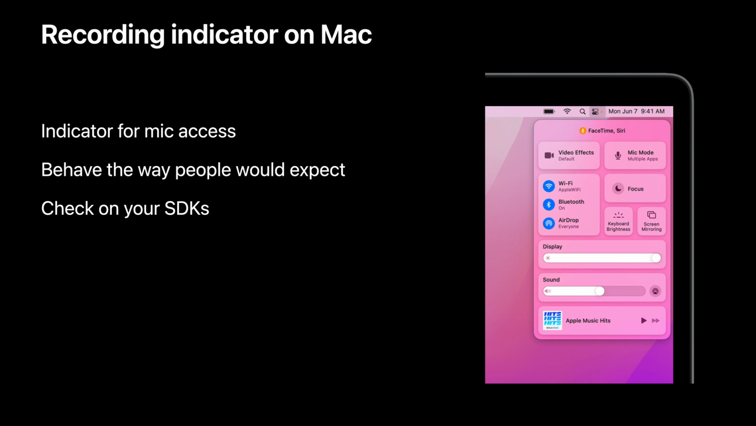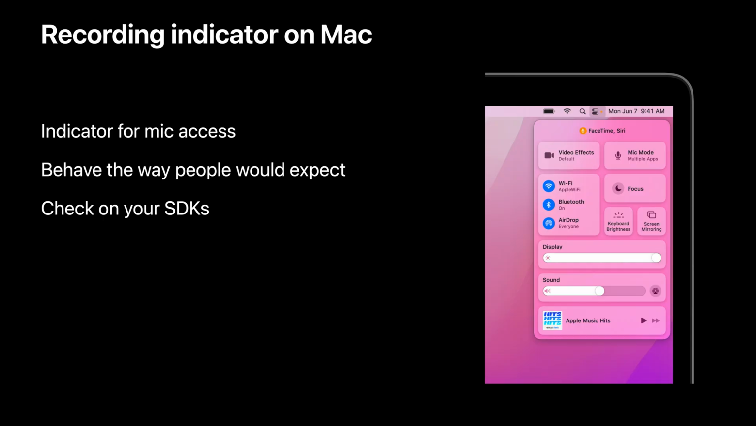Make sure your app runs the microphone only when it makes sense to people. As an example, if your app has a mute button, stop receiving audio from the system when muted. Make sure to test your app on macOS Monterey to make sure it behaves the way people will expect. Also, you can easily confirm that no third-party SDKs in your app are listening unexpectedly.